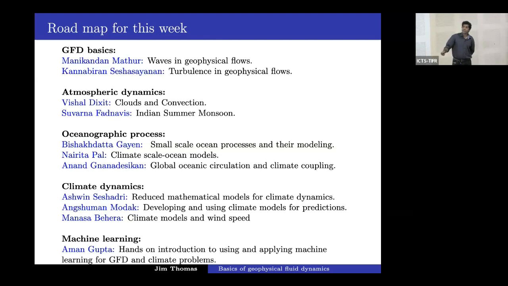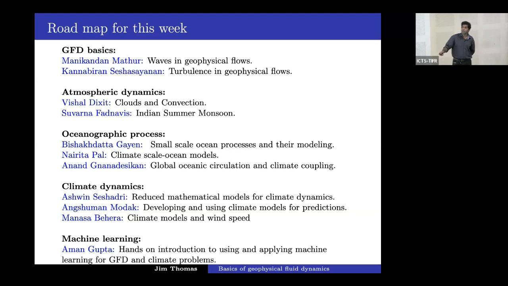In the oceanographic direction, we have Bishak, who is going to talk about small-scale ocean processes and numerical modeling of them. We have Nadita, who's going to talk about the opposite, the large-scale ocean dynamics, climate-scale processes in the ocean, and how to model them. And we have Anand Gnanadesikan, who's going to give four elaborate lectures on large-scale features of the ocean circulation, and how the ocean dynamics connects to climate and how to couple them. So that's for the atmosphere and the ocean. And for climate, we have Ashwin, who's going to talk about simplified mathematical models. As we saw a lot in this talk, it's very useful if we can make simplifying approximations and get useful models out of these complex equations.